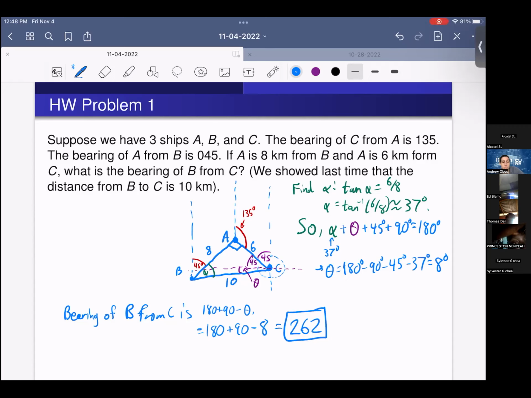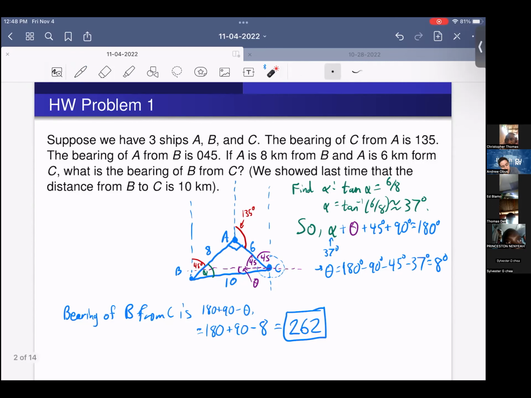And there's lots of different correct ways to do this, right? You could use tan, you could use sine, you could use cosine. You could instead decide that you wanted to figure out the bearing of C from B, which is just going to be 45 plus alpha. Once you figure out alpha, you know 45 plus alpha is the bearing of C from B, and then you can add 180, and that's going to give you the bearing of B from C. So there's lots of different ways of solving this problem.